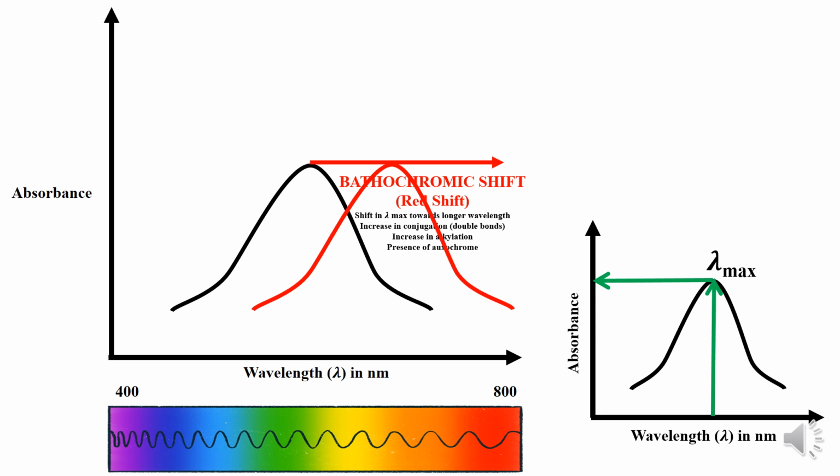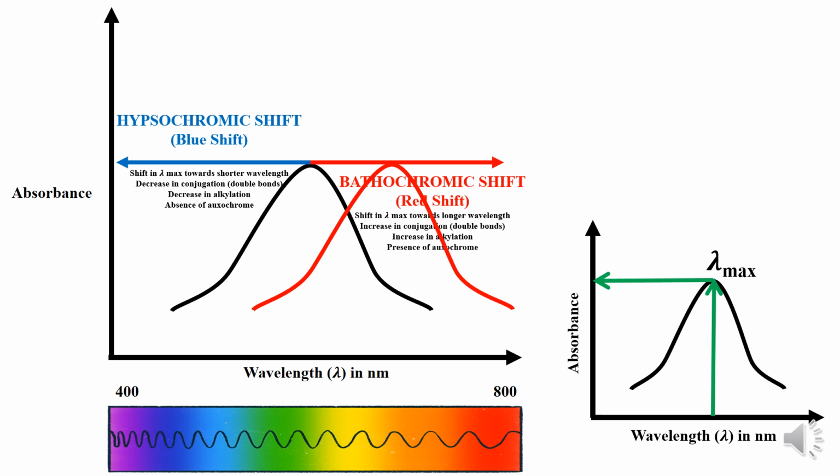Now there are several reasons for the bathochromic shift. I have highlighted the 3 important points here. So bathochromic shift is caused due to increase in conjugation or the increase in the number of double bonds, with increase in alkylation and also due to presence of oxochrome. These 3 are the major reasons for the bathochromic shift or the red shift. Now these 3 points will be dealt in detail later on in the video.